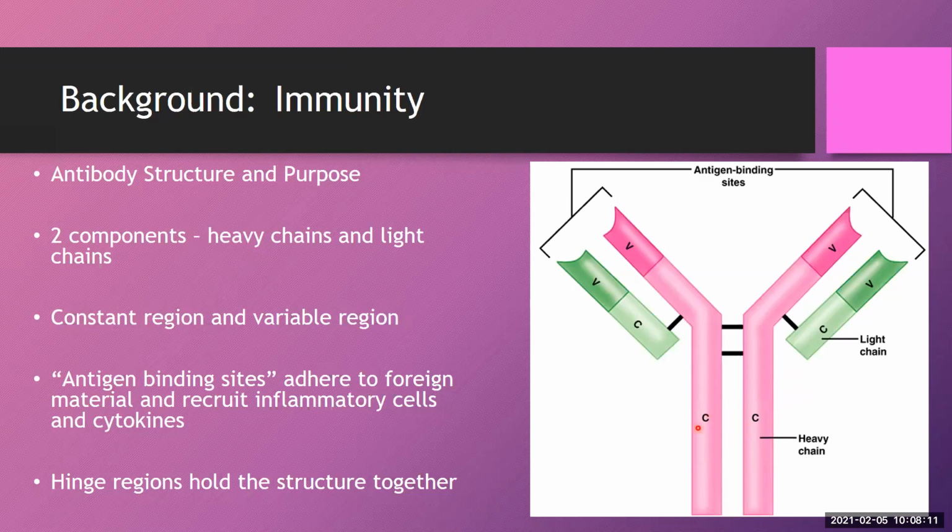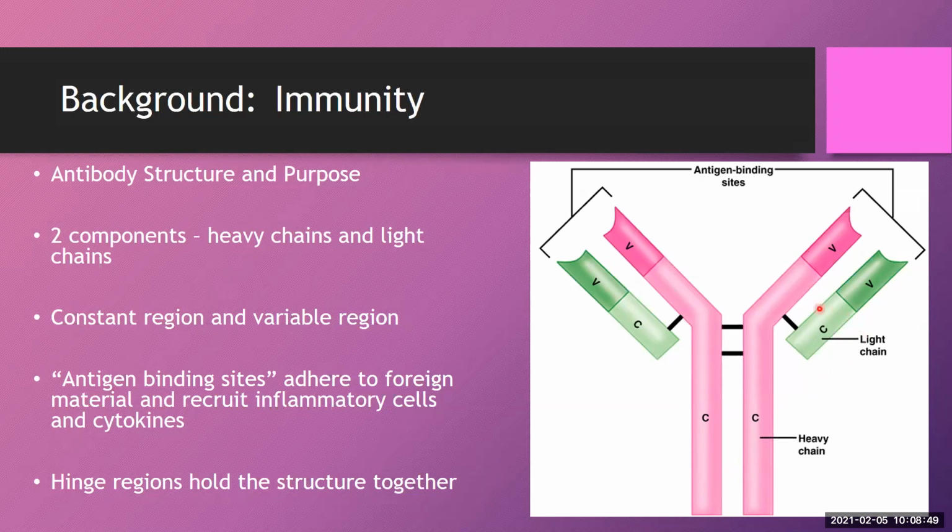The C on the image stands for the constant region, which, as the name suggests, is constant and pretty much the same for all antibodies. The V stands for the variable region, and this is the part of the antibody that is specific for a given antigen. Then you have the antigen binding sites, which are on the external surface out here, and that is where the antibody sticks to a region of interest. Once this happens, the resulting antigen and antibody complexes are what we refer to as immune complexes, and they're just clusters of antigens and antibodies together.